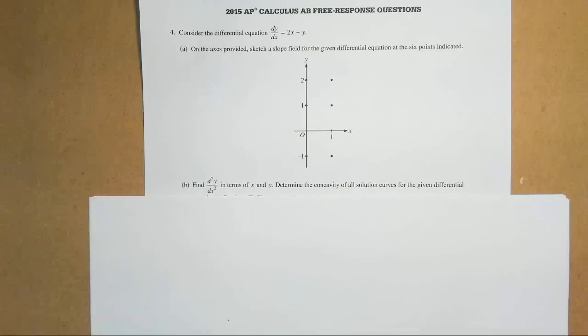Hi everyone. In this question we're going to be working on the 2015 AP Calculus AB as well as BC free response question number 4. Alright, so let's go ahead and get started. It says consider the differential equation dy over dx is equal to 2x minus y.